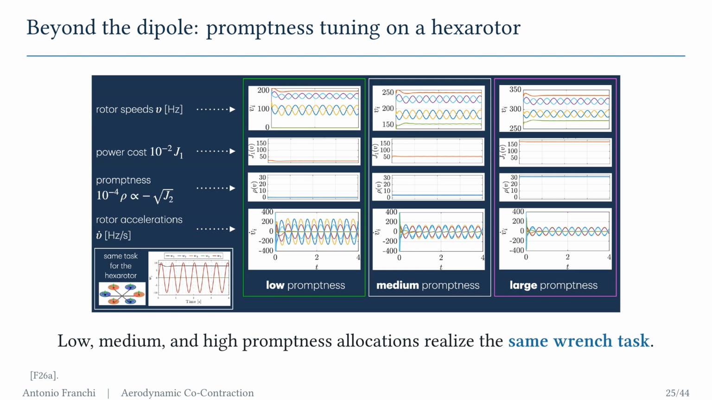The same principle extends beyond the dipole. These three extra rotor allocations realize exactly the same commanded range, but correspond to low, medium, and high promptness. The rotor speed distributions, acceleration authority, and power consumption change with the allocation. This vehicle-level example shows that task-preserving promptness tuning is not restricted to the scalar toy model.